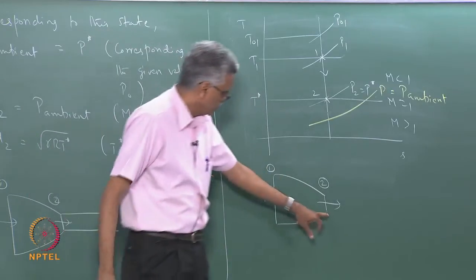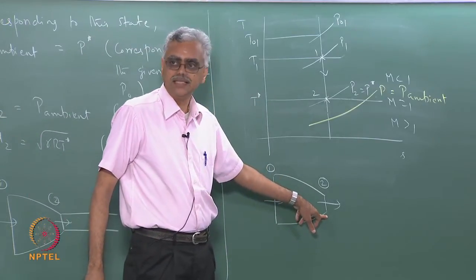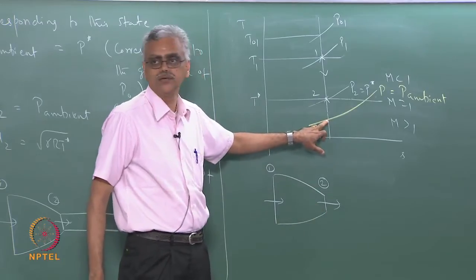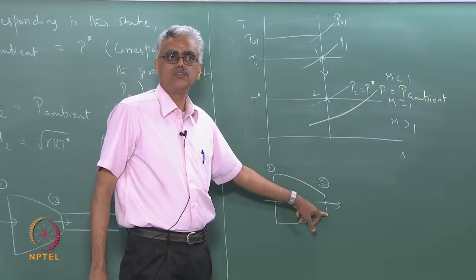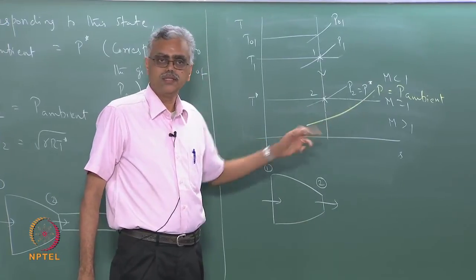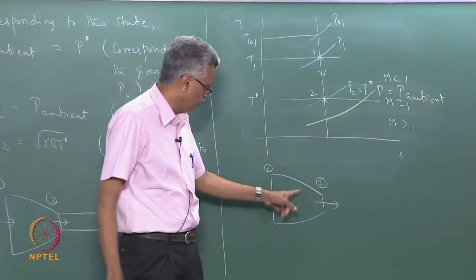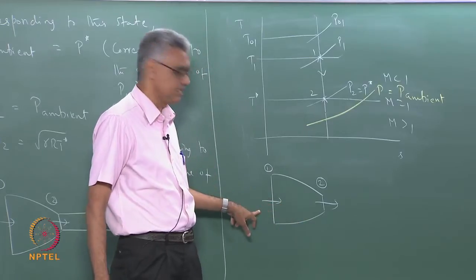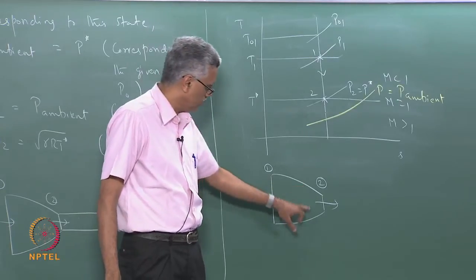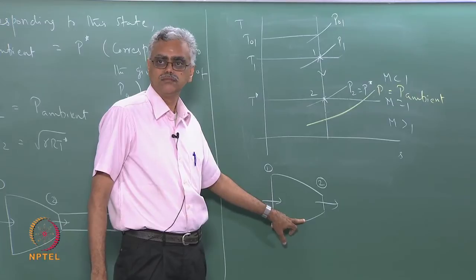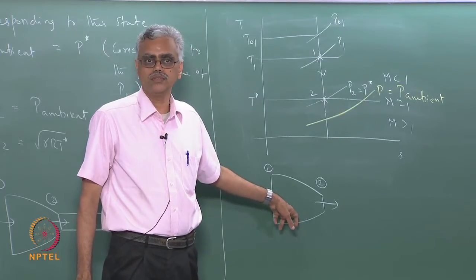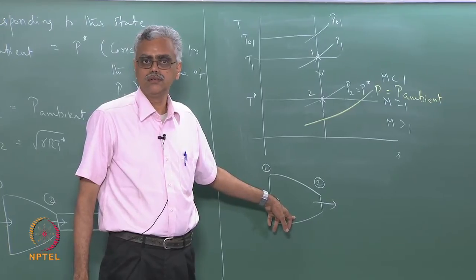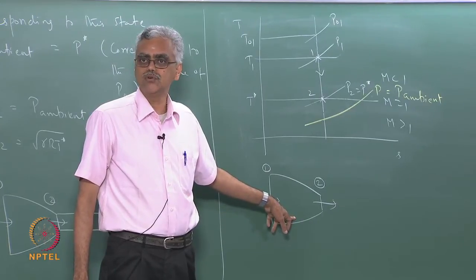So if the flow is supersonic at the exit, this is the exit state now. If it expands to this pressure, this is the exit state. If the Mach number is supersonic here, that means the sonic state should have been accomplished somewhere here. This is less than 1. So M equal to 1 should have come somewhere here, which is not possible because M equal to 1 can occur only at a throat where dA/dx equal to 0.